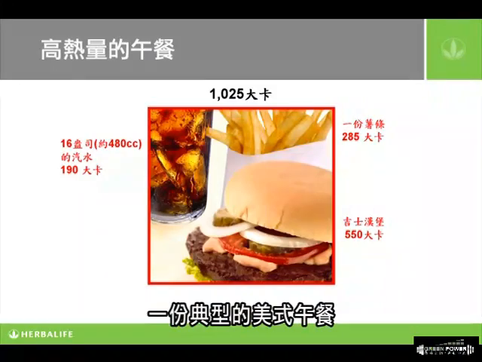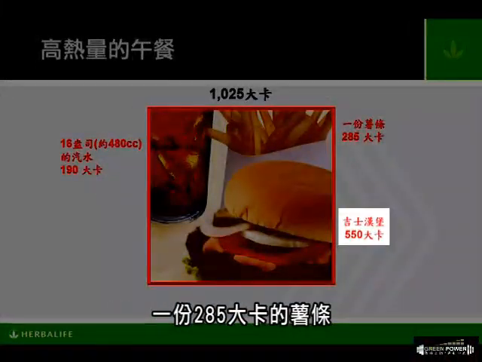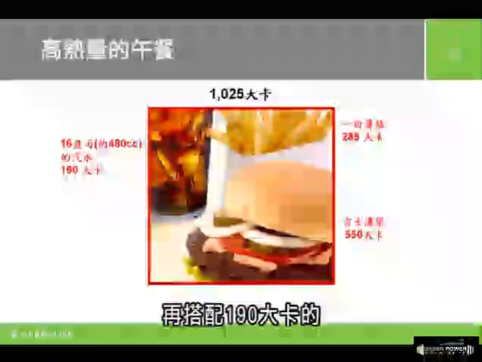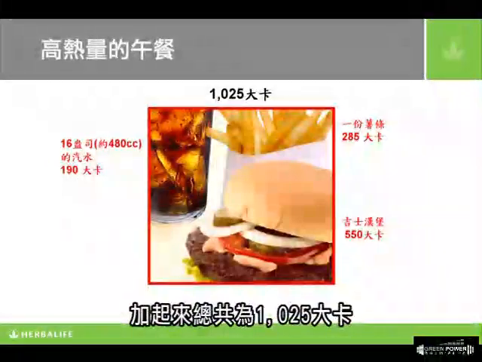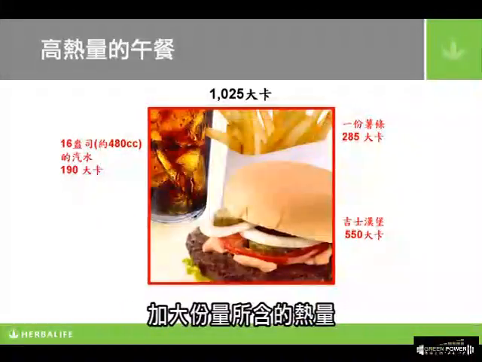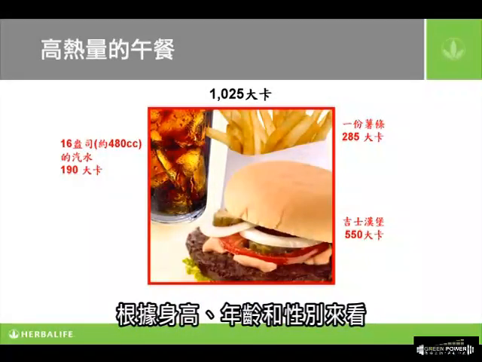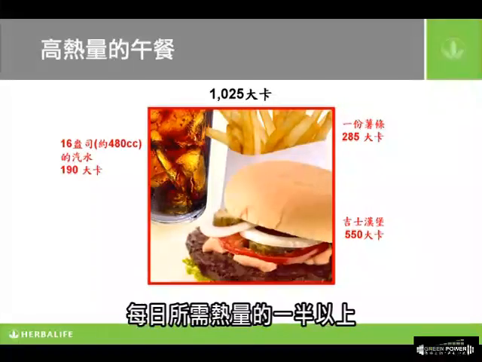An all-American lunch of a cheeseburger with 550 calories, an order of French fries with 285 calories, washed down with a 16-ounce soda of 190 calories, comes to a grand total of 1,025 calories. Supersized portions have even more calories and fat. This can easily exceed half your daily caloric allowance, depending on your height, age, and gender.